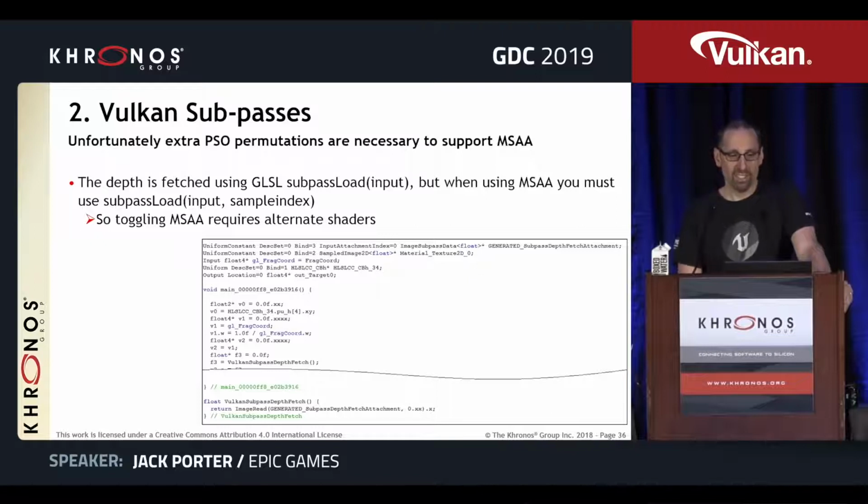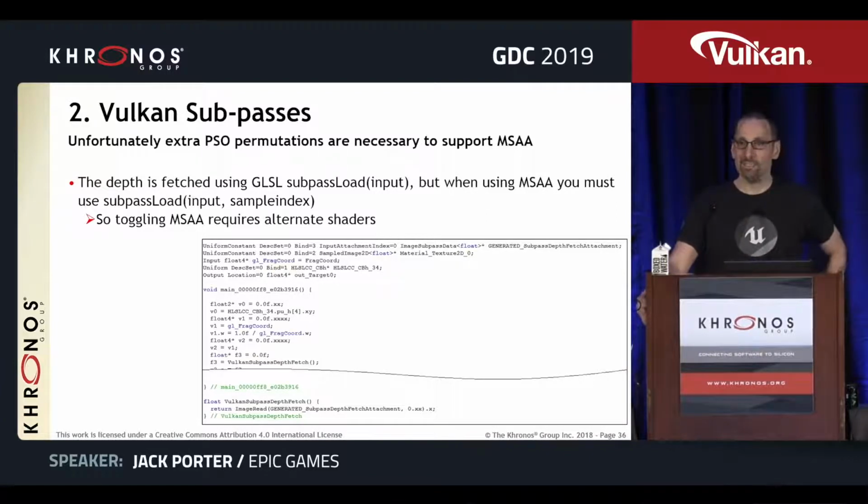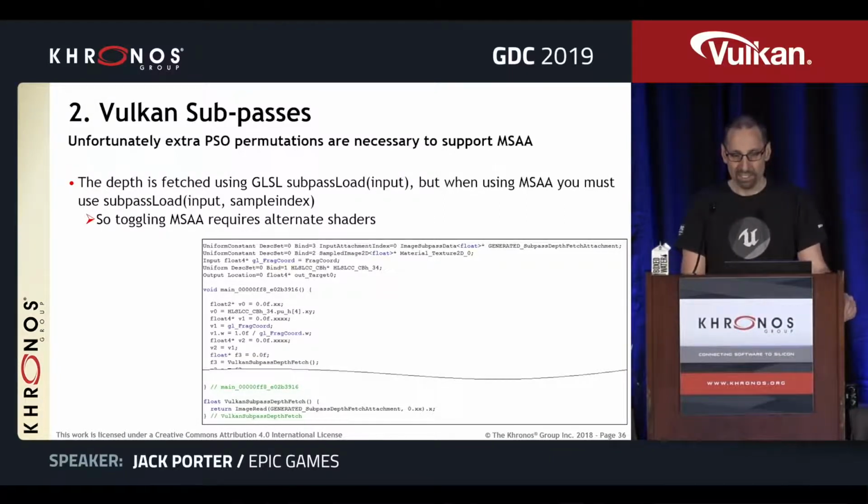Unfortunately, we need an extra PSO permutation to support MSAA. And this is because in the GLSL, when we fetch the existing depth value, when not using MSAA, we don't specify a sample index, but when we're using MSAA, we need a sample index. So unfortunately, a user setting to enable or disable MSAA is going to require alternate shaders. At the bottom is just the GLSL cross-compiler output for that. We generate the depth fetch attachment and then sample it during the decal rendering.